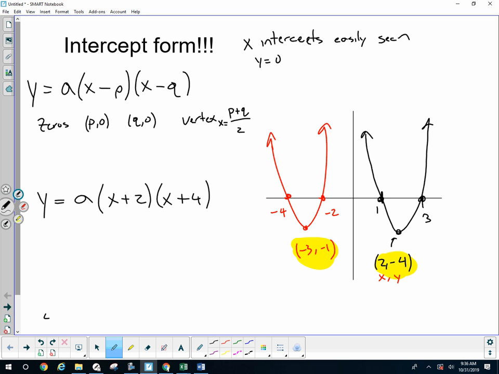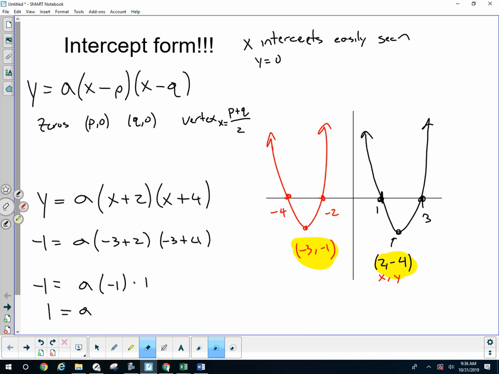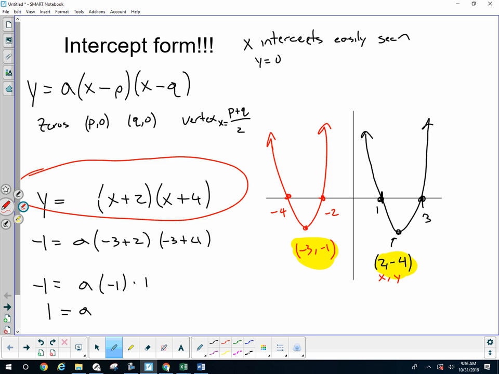The only other thing I know is this point, which is a solution to my equation. It's something that works in my equation. So when I plug in y of negative 1 and x of negative 3, I should get A. I get negative 1 equals A times negative 1 times 1. A is going to be equal to 1. So my equation is that. All right, let me try to give you something a little bit harder. Here we go.